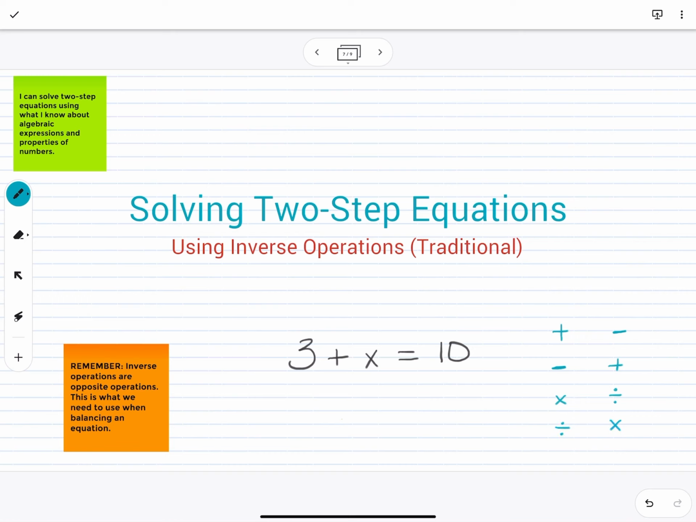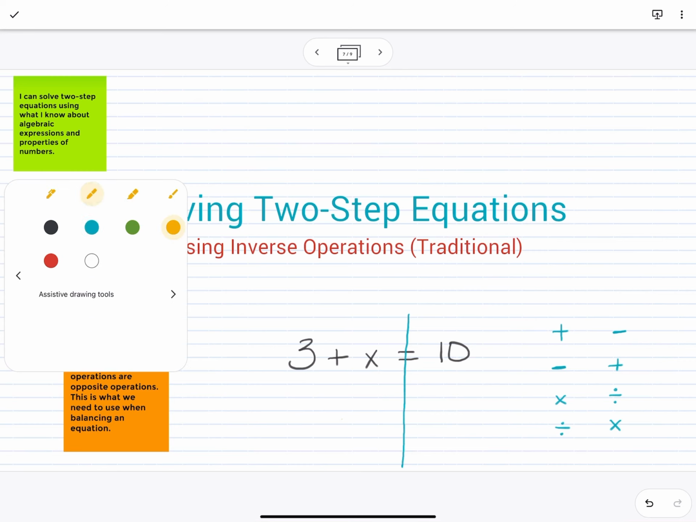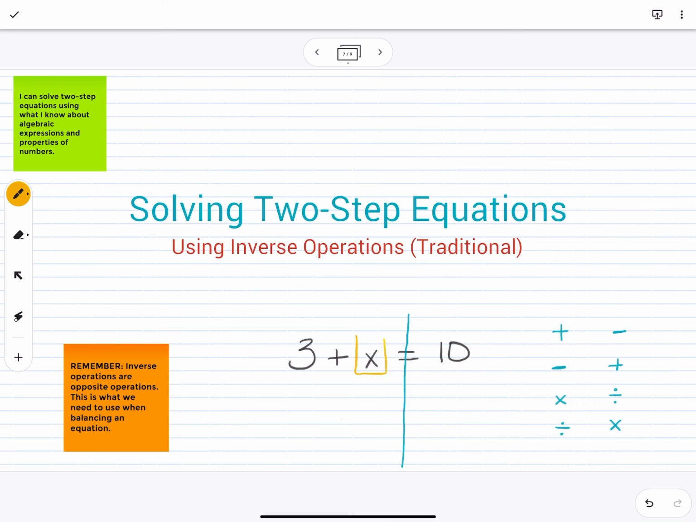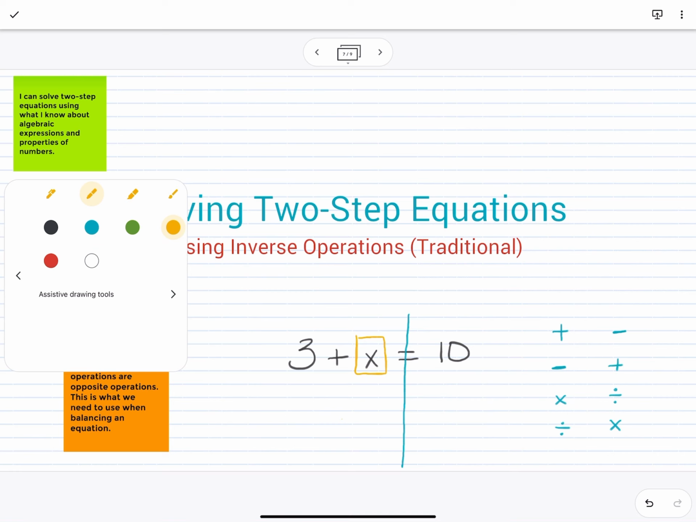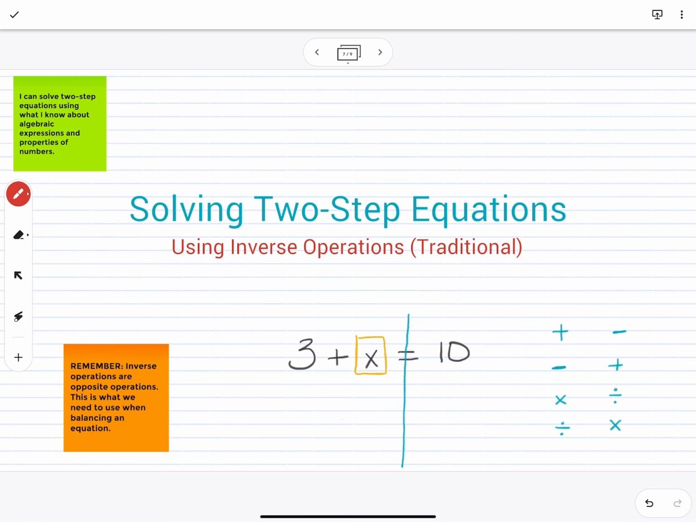I have an example here that takes us back to a problem that we just learned how to solve not too long ago. So we have 3 plus x equals 10. Now, many of you probably already know the answer to this, but we are going to show our work and use inverse operations to solve this problem. So I'm going to draw my line down the middle of my equal sign to keep everything nice and balanced. And again, my goal here is to solve for the variable, to isolate the variable, to get the variable by itself. So if I'm getting this variable by itself, I need to get rid of 3.